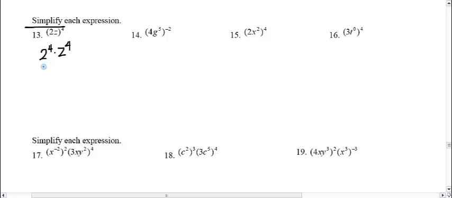So we know 2 to the 4th is 2 times 2, which is 4, times 2, which is 8, times 2 is 16. So we get 16z to the 4th.